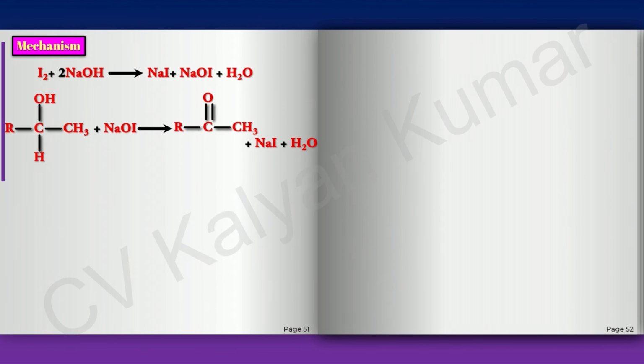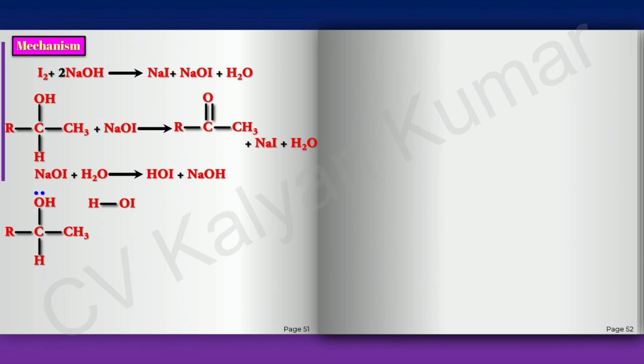Now, basically what also happens is, how does this particular reaction happen? How does it oxidize? Well, this is how it does that. The NaOI reacts with water to form HOI and NaOH. Now this HOI is what reacts with the alcohol. This O takes the H and you get this. And the IO minus attacks the carbon and releases water. So you'll get this.